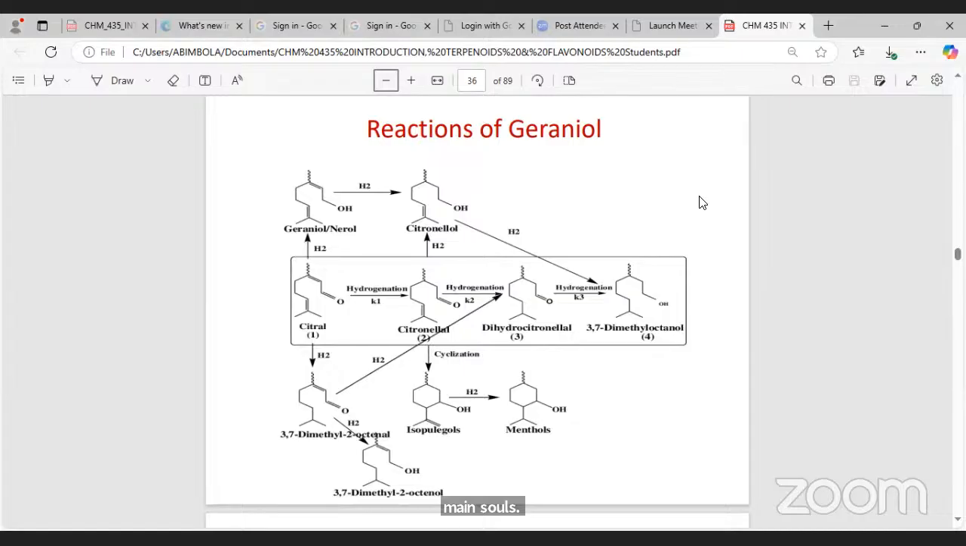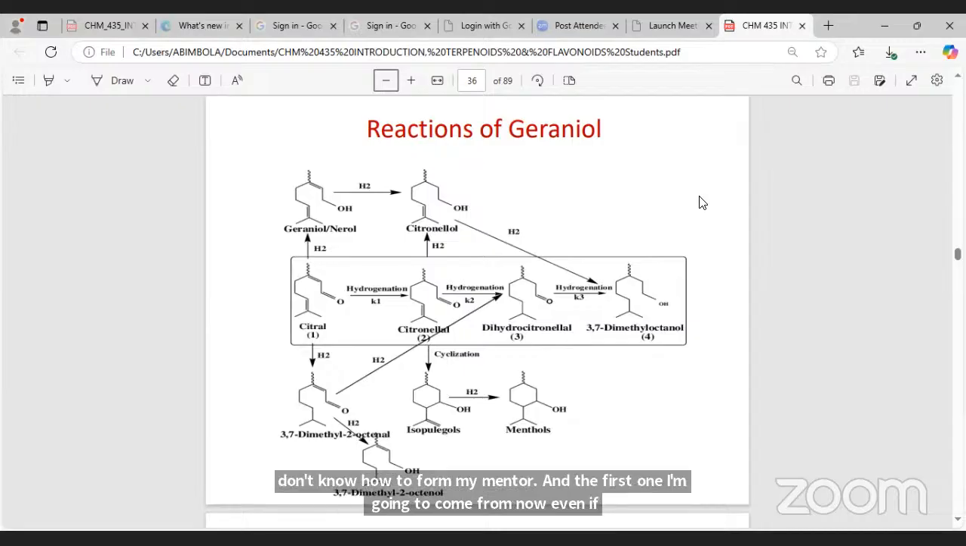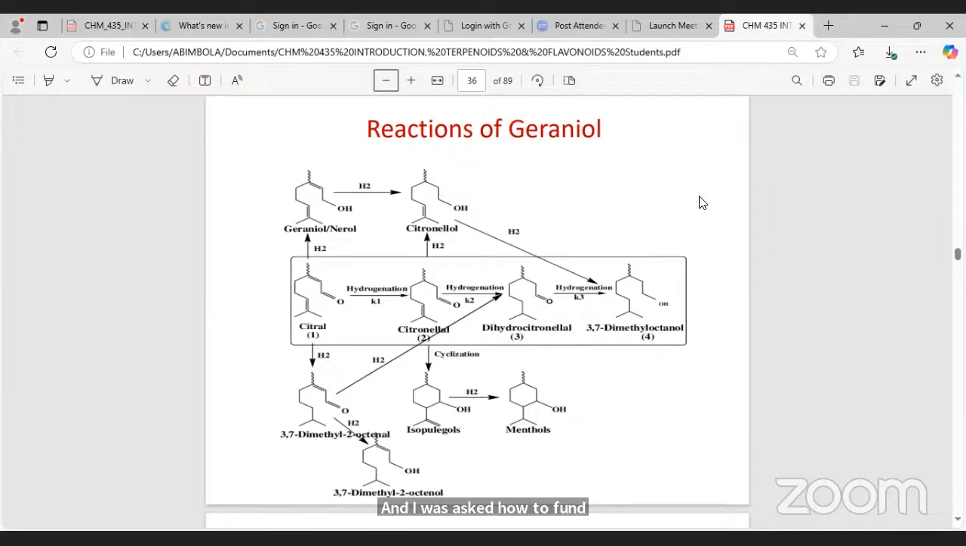So that's another scheme you're going to note. The first one is how to form 3,7-dimethyl octanol. The other one, how to form menthol. Now, even if I was asked how to form 3,7-dimethyl octanol from citral, we can do it. From citral, I'll hydrogenate to form geraniol. I also hydrogenate to form citronellal, and then hydrogenate again. So all these things are hydrogenation. The only place we're having cyclization is when we are forming menthol.